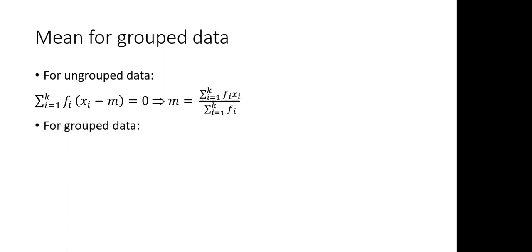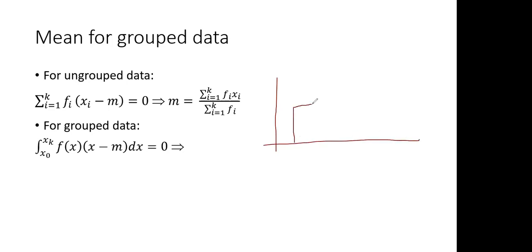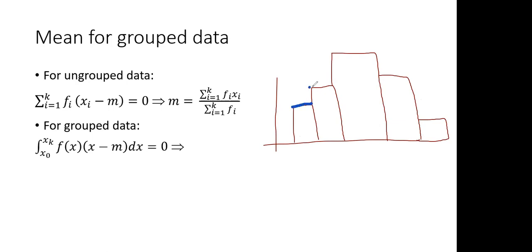Now for grouped data, you cannot have this summation, then it becomes an integral. And this f of x is basically, there's a histogram, right? So a histogram may look like this. This is a very rough drawing, so imagine equal class lengths. Now in this case, the f of x is going to be a step function, which I'm drawing in blue.